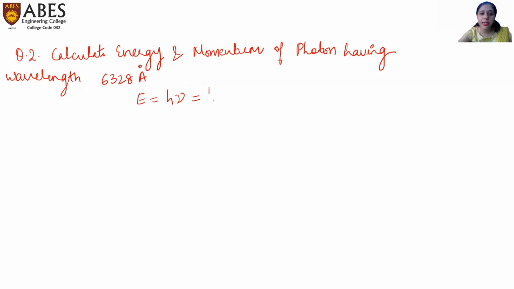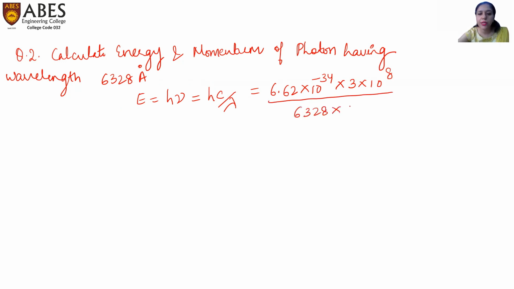So again, the energy is given by E is equal to h nu. We can write this as hc by lambda. So it will be 6.62 into 10 raised to the power minus 34 into 3 into 10 raised to the power 8 by 6328 into 10 raised to the power minus 10, because we have to convert this into the meter scale, so that we directly calculate energy in joules. The answer will be 3.14 into 10 raised to the power minus 19 joules.